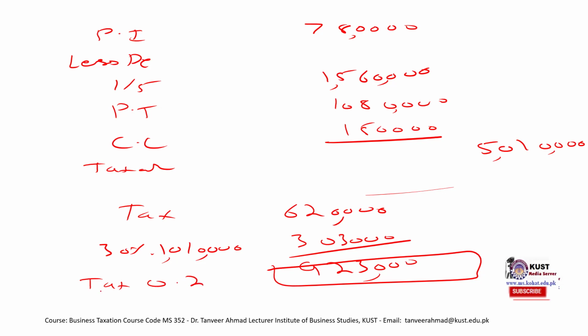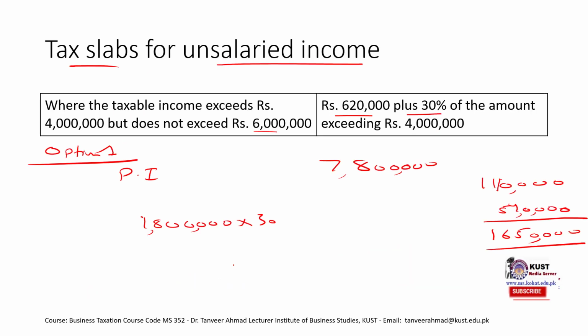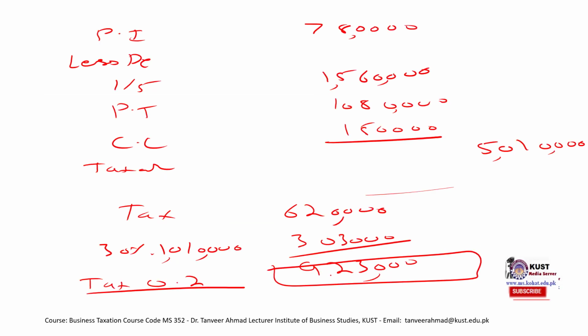So the tax under the first option was 16,50,000. Tax under the second option is 9,23,000. What do you think Mr. Qasim would pay? He would obviously choose option 2, because there is an option under the tax rules, and under this option he would have to pay lesser taxes, that is 9,23,000, which is almost 50% of the amount that he would have to pay under the first option.